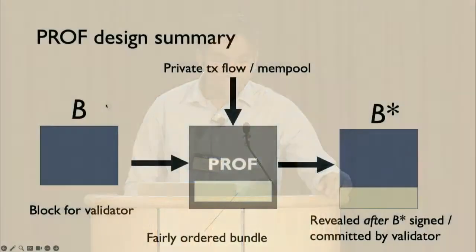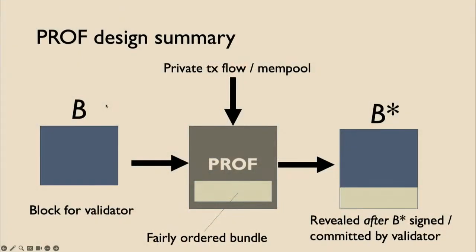All right, so if I had to summarize Prof in one slide, it would be this. The block that is currently meant for the validator, using Prof, you can append a fairly ordered transaction bundle at the end of it, and then supply it to the validator while maintaining the current assumptions of the system. So the system is designed in a way that it works with the current system, it's backward compatible, and it's designed in a way that the incentives of all the parties should work out.